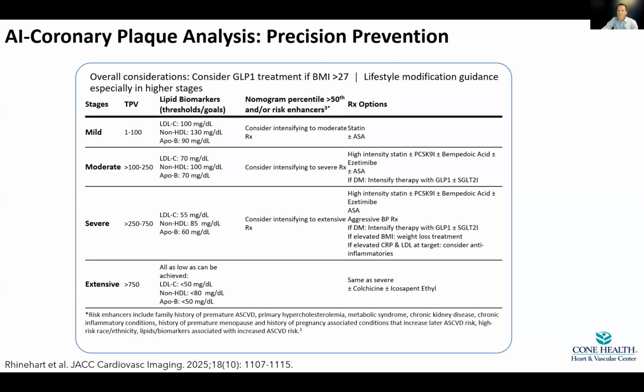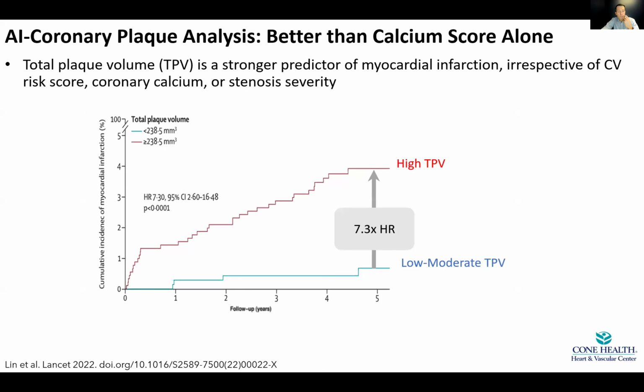I think the nice part about this table is it gives you a nice decision tree on what to do and suggested therapies. This data was published in July by our group and others, and it really shows you nicely what to do with some of this, especially as we move to a more preventive focus for coronary CTA. And I think that's the nice piece of this as well.